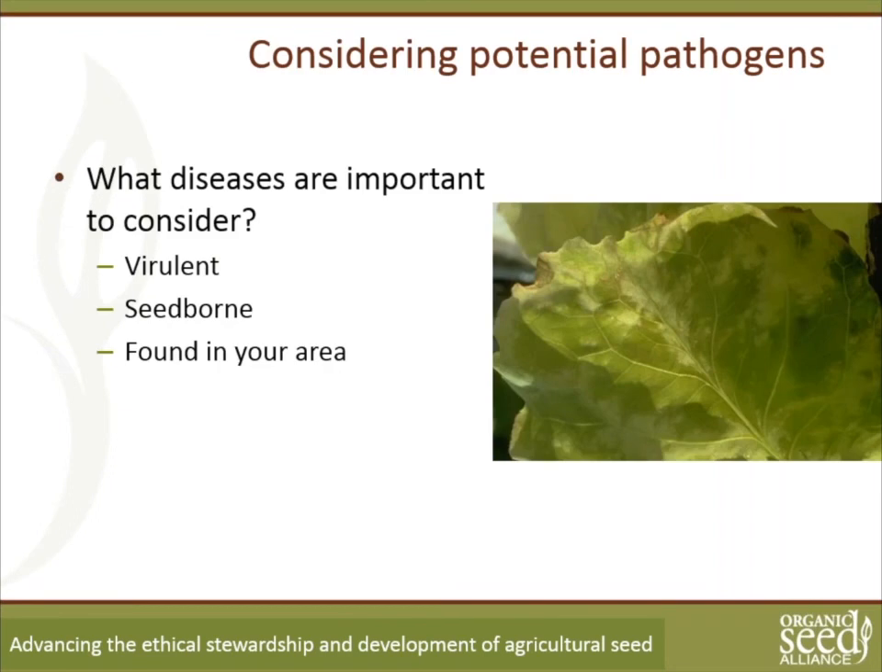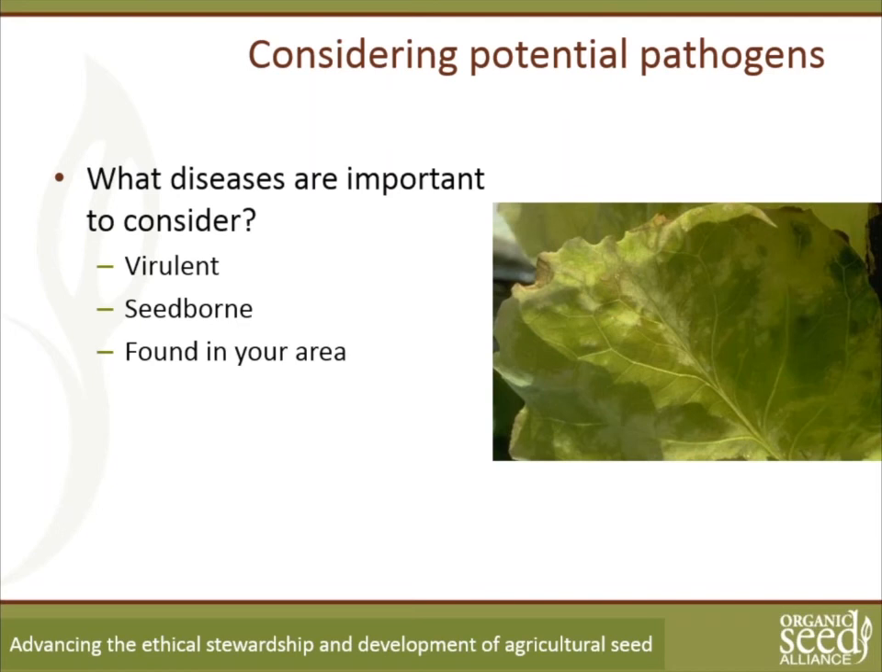So first, how do you consider what diseases are important? Crop diseases and opportunistic organisms are a regular part of life for most farmers and seed growers. However, you may not be able to manage, and it may not make sense to aggressively manage, all of the pathogens that could be present in your field.